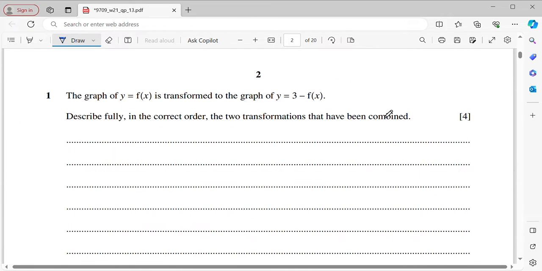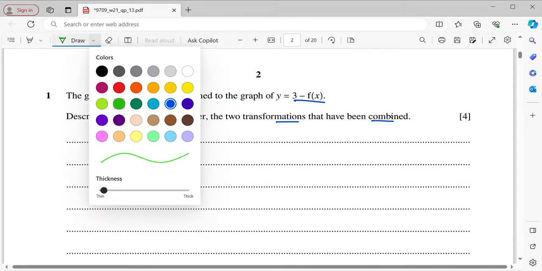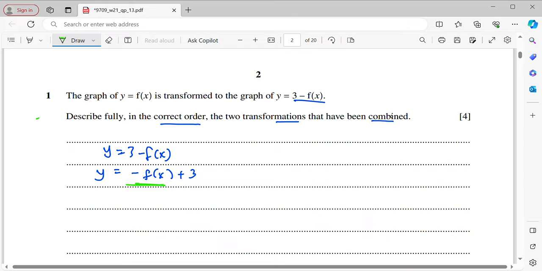Question number 1. The graph of y equals f(x) is transformed to the graph of y equals 3 minus f(x). Describe fully in correct order the two transformations that have been combined. So first of all, y equals 3 minus f(x), I can write this as y equals minus f(x) plus 3. So from here, the first transformation is y equals minus f(x), and then the second transformation is the plus 3.